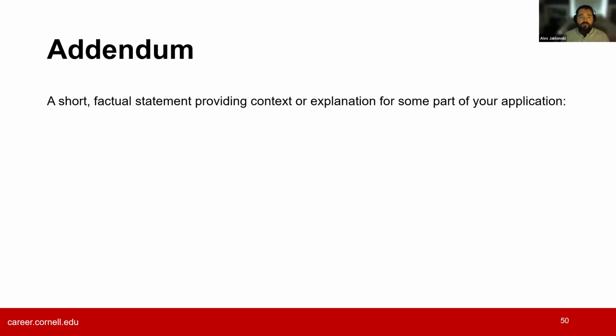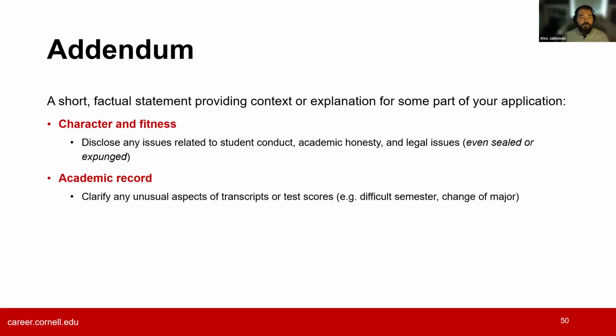An addendum is a short factual statement that provides context or explanation for some part of the application. These typically come in 2 flavors. There's a character and fitness addendum. So if you said yes to one of the character and fitness questions, you're going to have to submit a statement explaining, providing facts. If there's some part of your academic record that you want to give context to, so say you had a difficult semester, you transferred, your GPA has a trend in it, you changed your major, that you want to give context that you feel isn't adequately captured by just the number of your GPA, this is a great opportunity to submit an addendum.